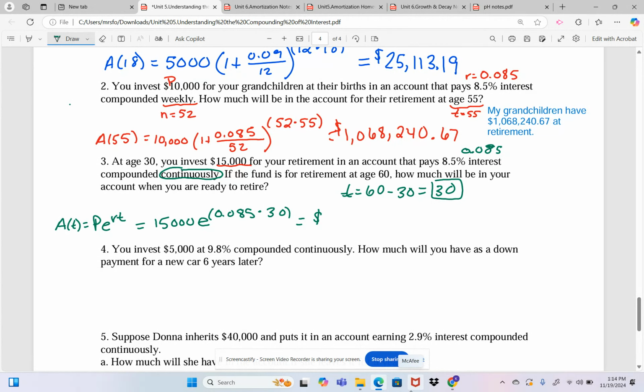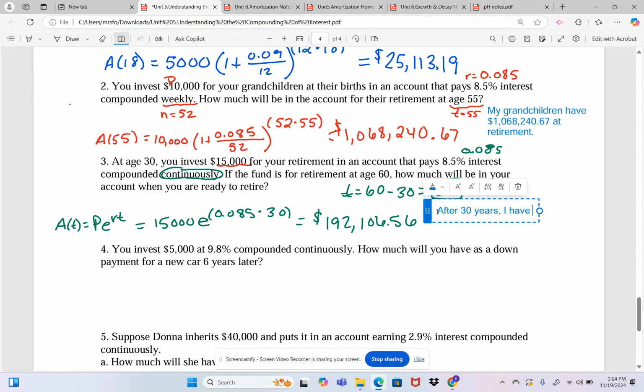So that was 192,106.56. And this is how much money we have at retirement. After 30 years, I have $192,106.56 at retirement.